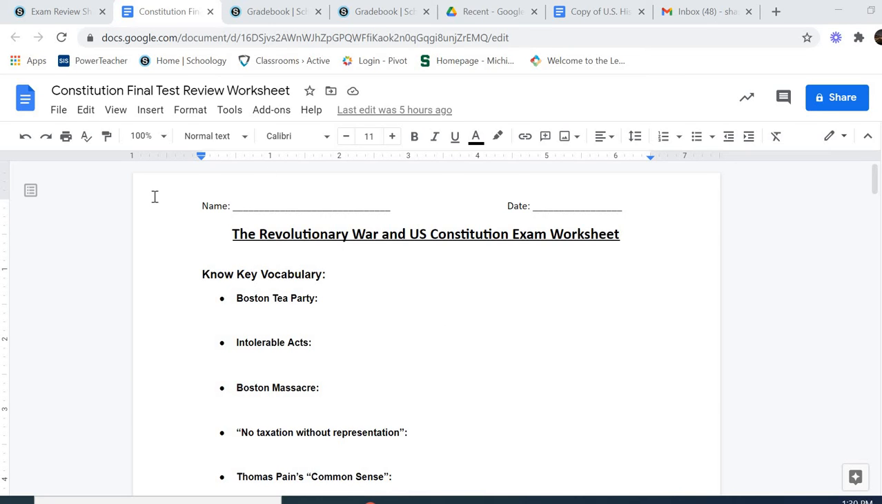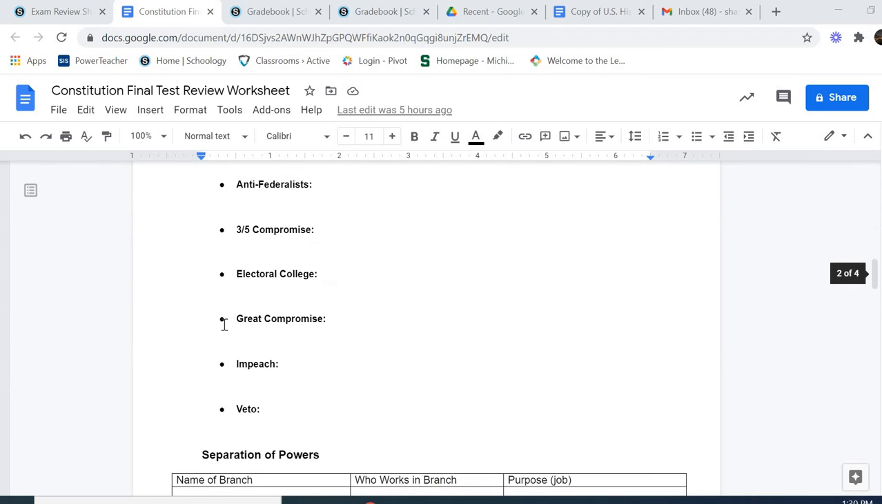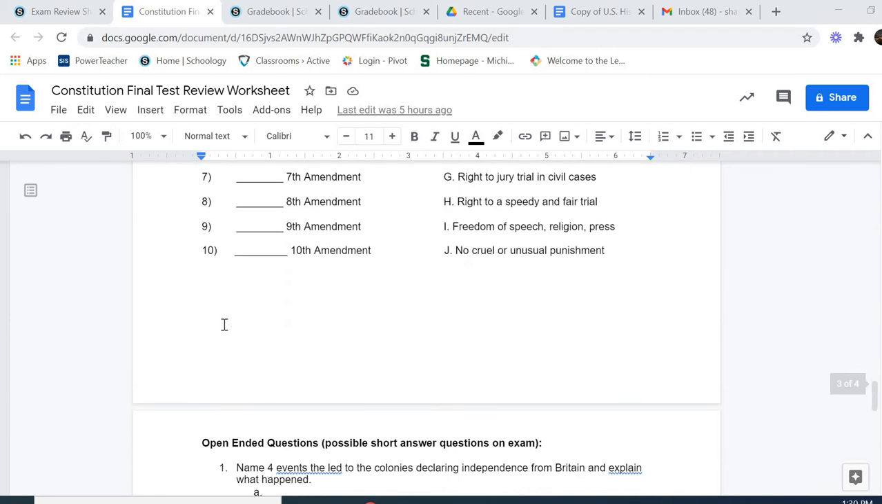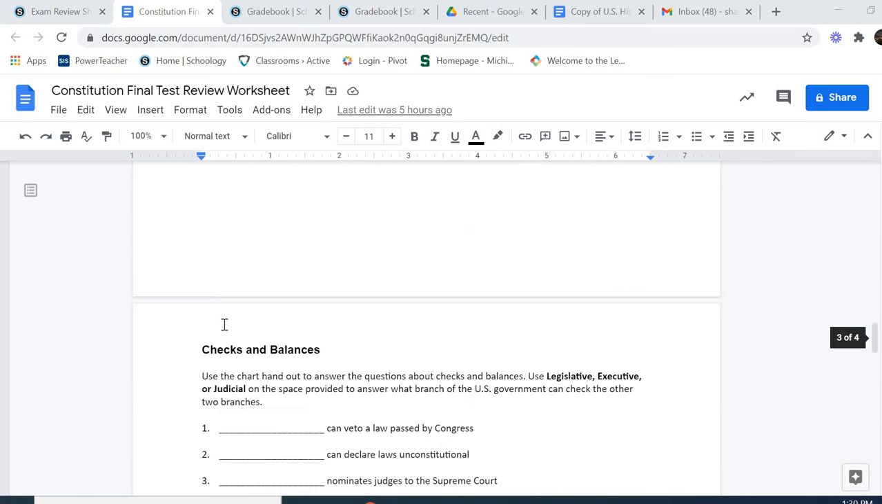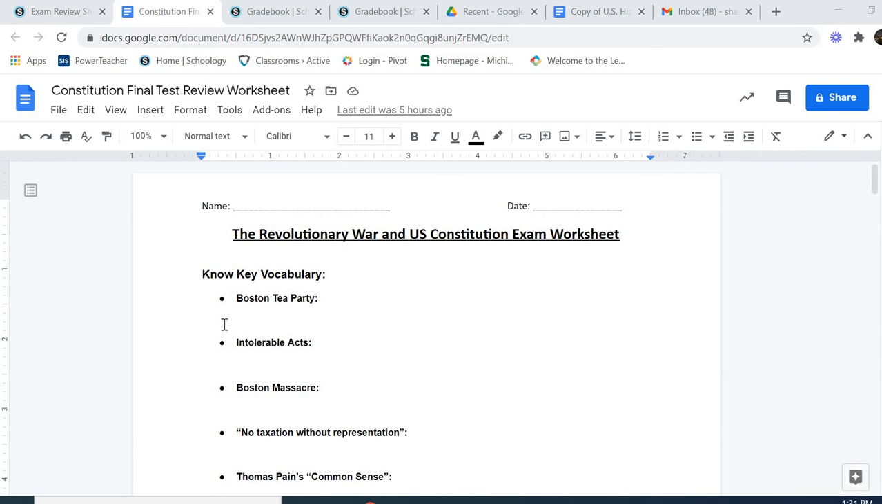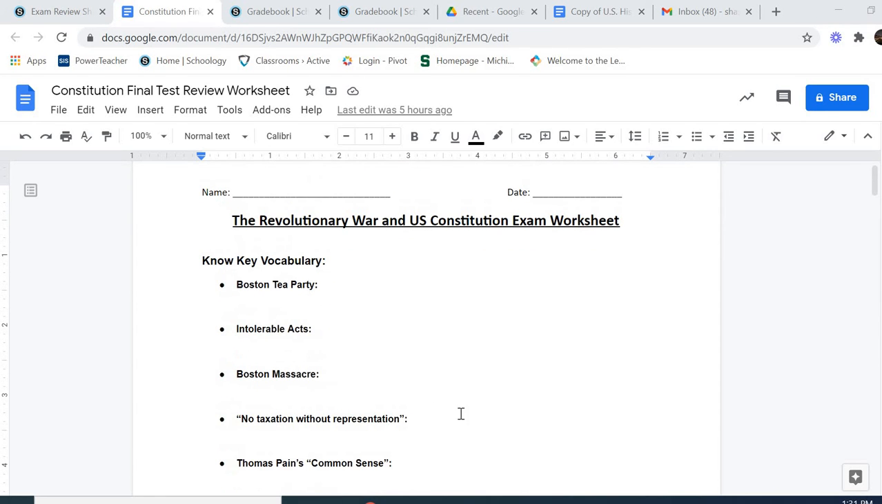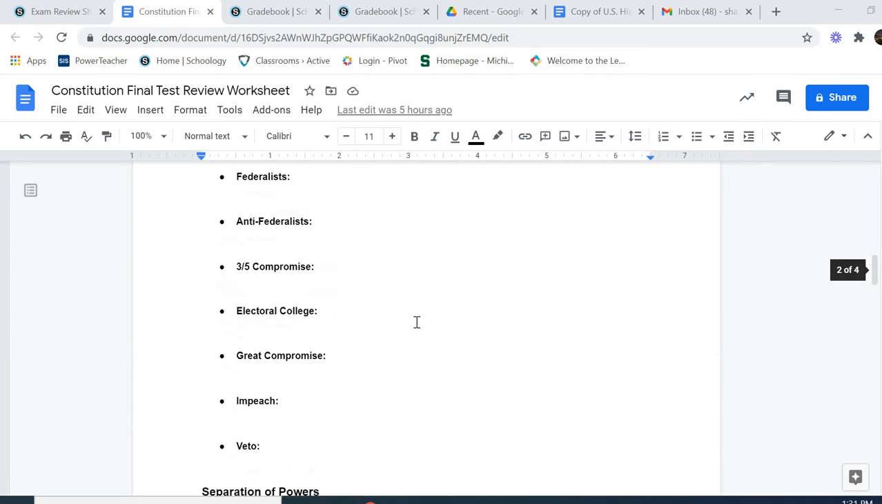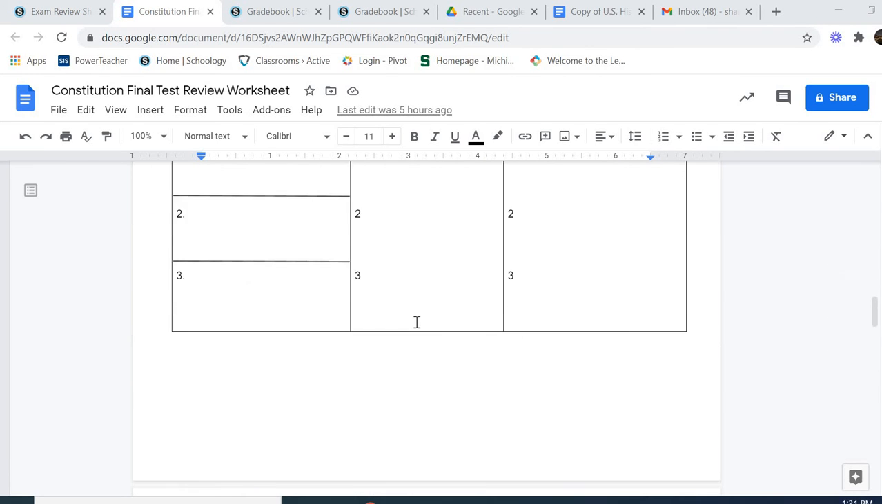Here, though, for the Revolutionary War and U.S. Constitution exam worksheet, I put together a worksheet that has pretty much everything that you will need to know for the exam. While GoGuardian's running, you're not going to be able to, or shouldn't, Google exam answers, but what you can do is use the information that you have on your review worksheet that'll be open and accessible for you. So all of this is great.